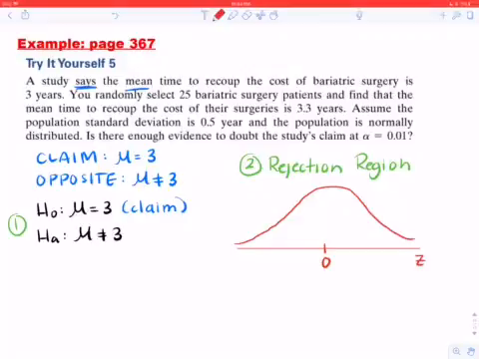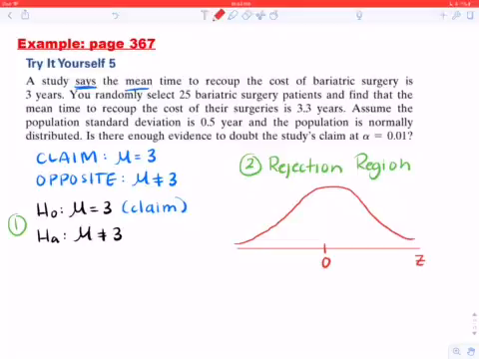I identified the claim, which was that the mean is 3 years. That had equality, so it went to the null. And then, of course, the opposite with inequality went to the alternative. So right now I'm looking at step number 2, which is finding the rejection region.